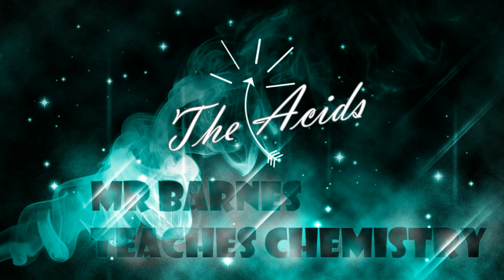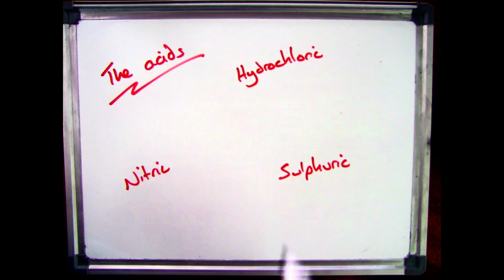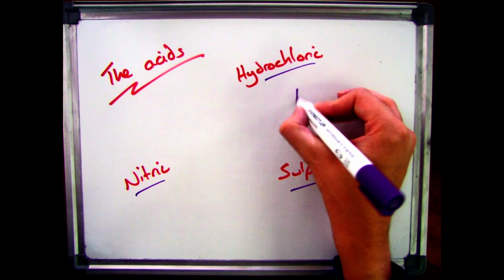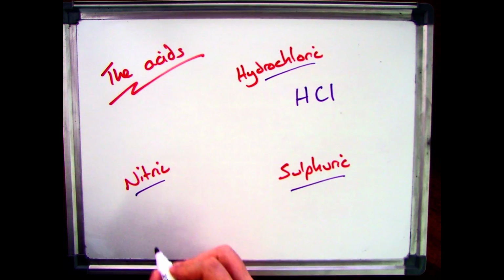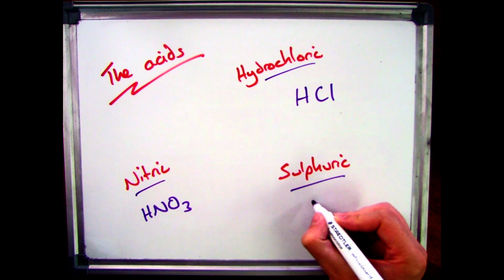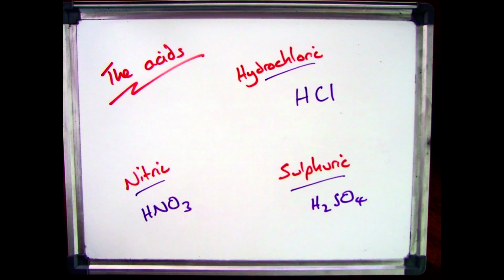Before we can balance neutralization reactions, you need to know the formula for the acids. There are three that you need to know: hydrochloric acid, nitric acid and sulphuric acid. Hopefully you'll remember that hydrochloric acid is HCl. You might not remember, but you need to, that nitric acid is HNO3 and sulphuric acid is H2SO4.